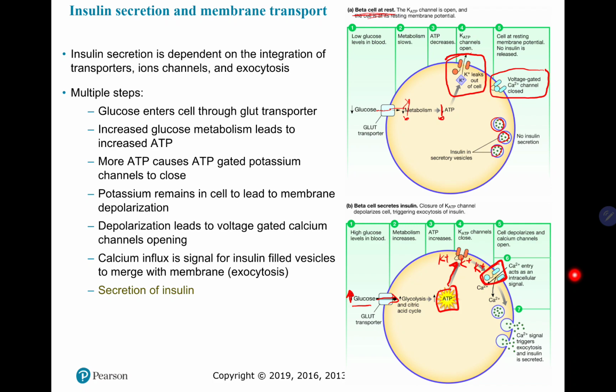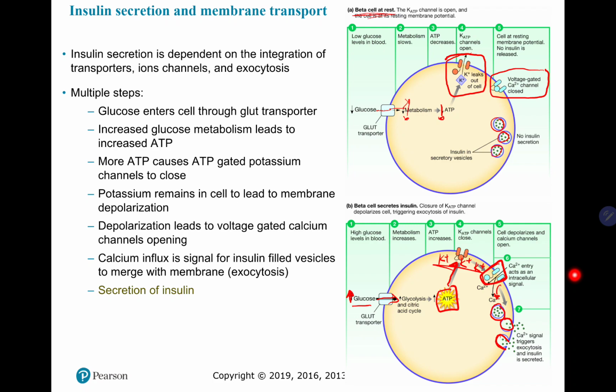So as potassium stays within the cell, that changes the membrane potential. It depolarizes it, and it gets less negative. That makes these voltage-gated calcium channels open. Calcium then gets into the cell and acts as an intracellular signal to direct the exocytosis of the vesicles that contain the insulin. So calcium triggers exocytosis, and now we have insulin being released into the blood.